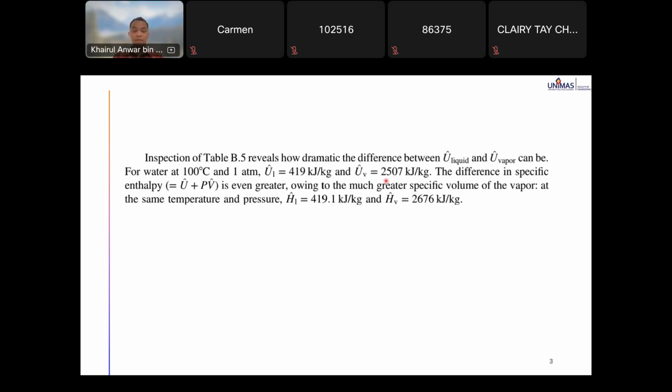The difference in specific enthalpy, U plus PV, is even greater. So this is H equals U plus PV. It's even greater owing to the much greater specific volume of the vapor at the same temperature and pressure. The values are about similar, but H is higher.